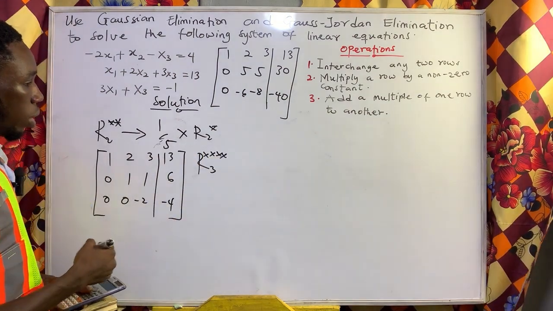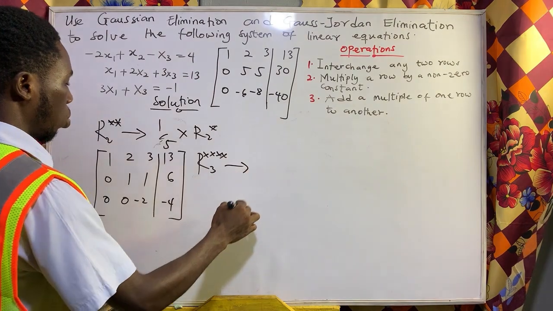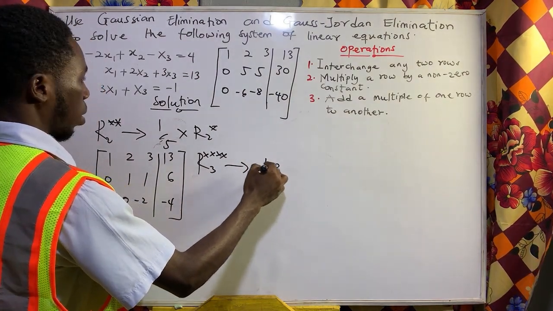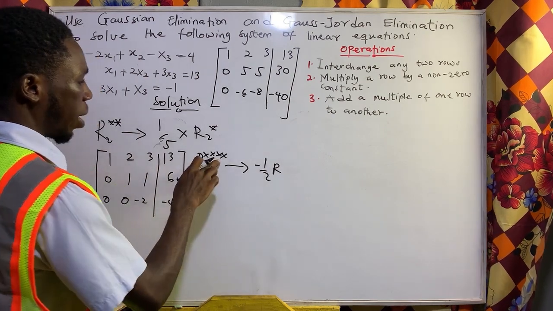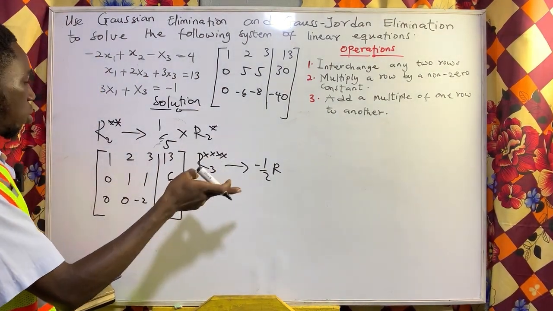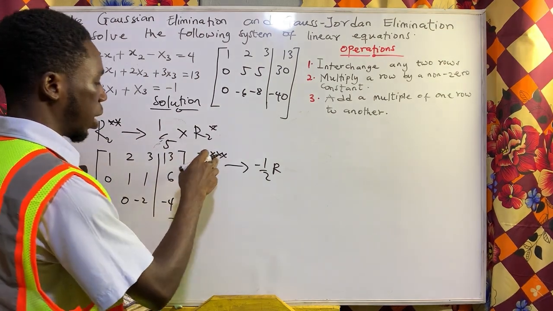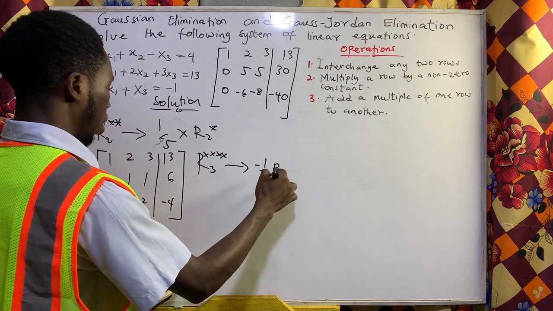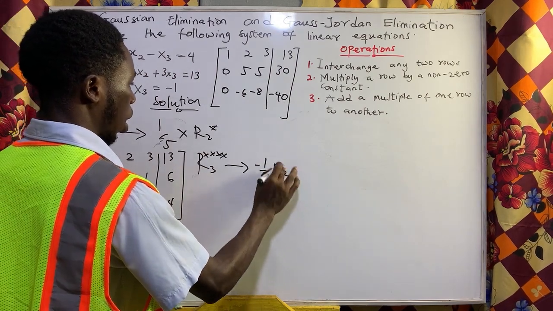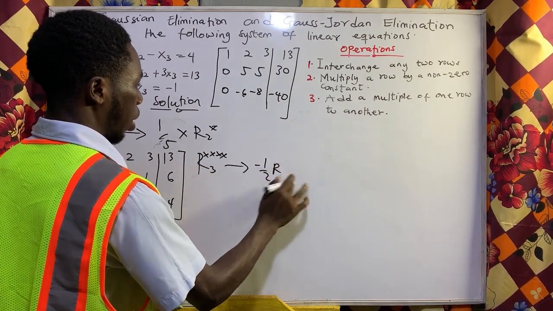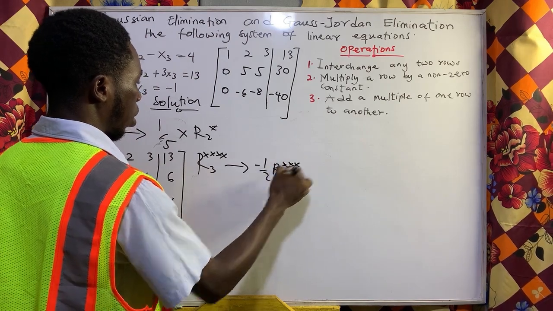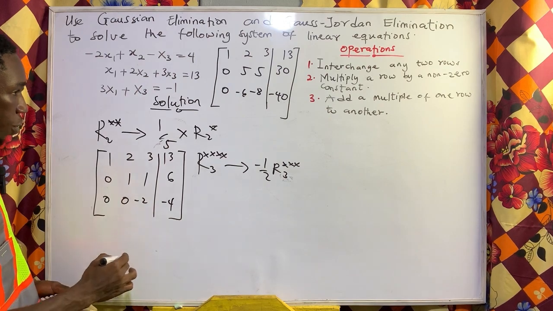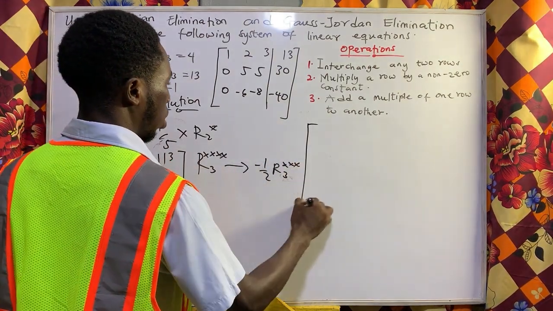That's the fourth one. It should be equal to minus 1 over 2 times row 3. I don't know if I made it triple star for the previous one, but let's take it this way. So minus 1 over 2 multiplying row 3, star star star. I'm going to multiply this value here by minus half, and if you do that, this will be our matrix.